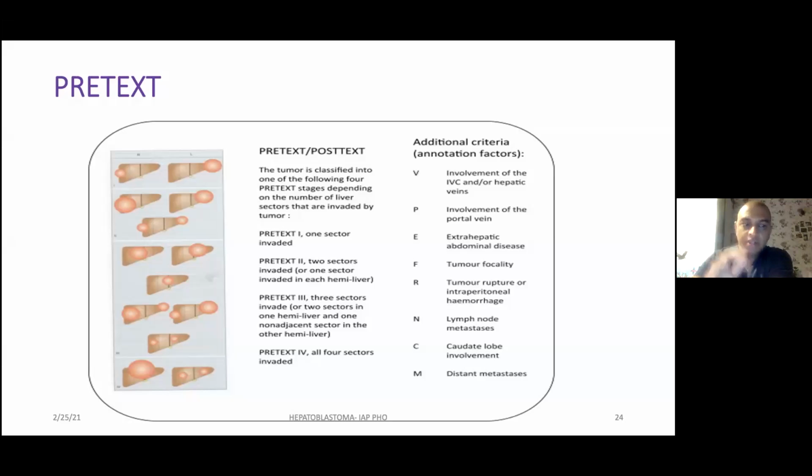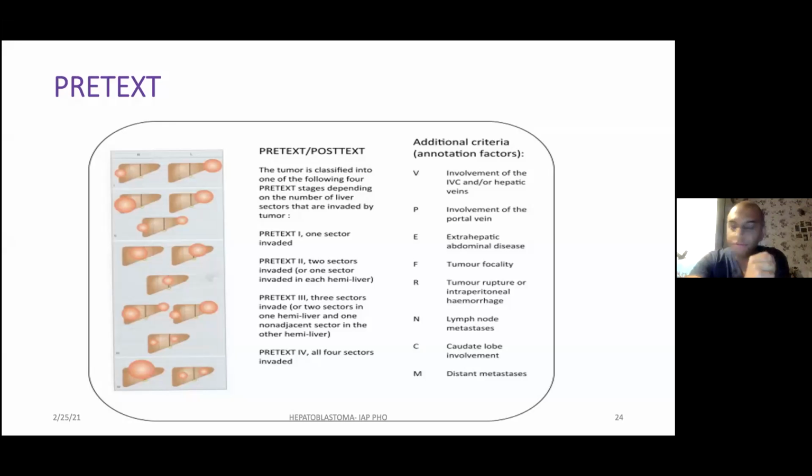Now after categorizing it as pretext 1, 2, 3, 4, the next thing is to add the additional annotational factors, because they also play a part in deciding whether surgery is feasible or not, or also upstaging the disease. Now the annotation factors are V, P, E, F, R, N, C, and M.